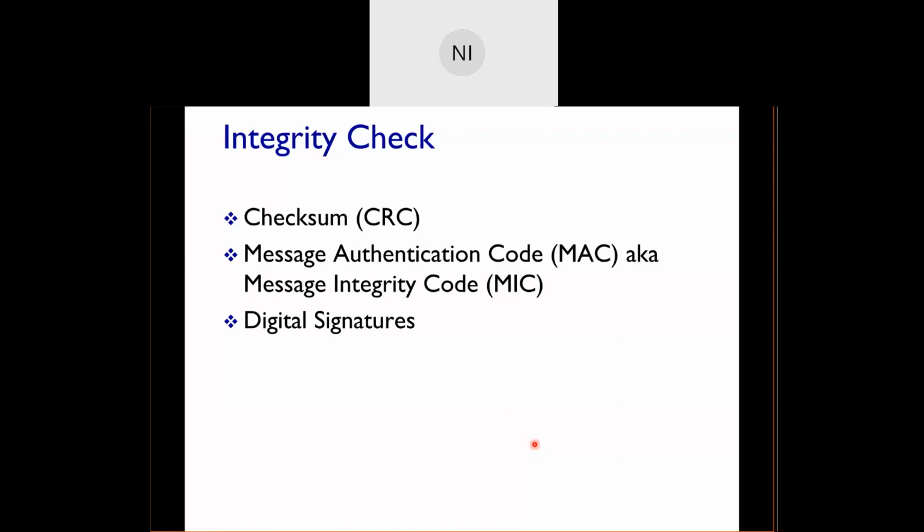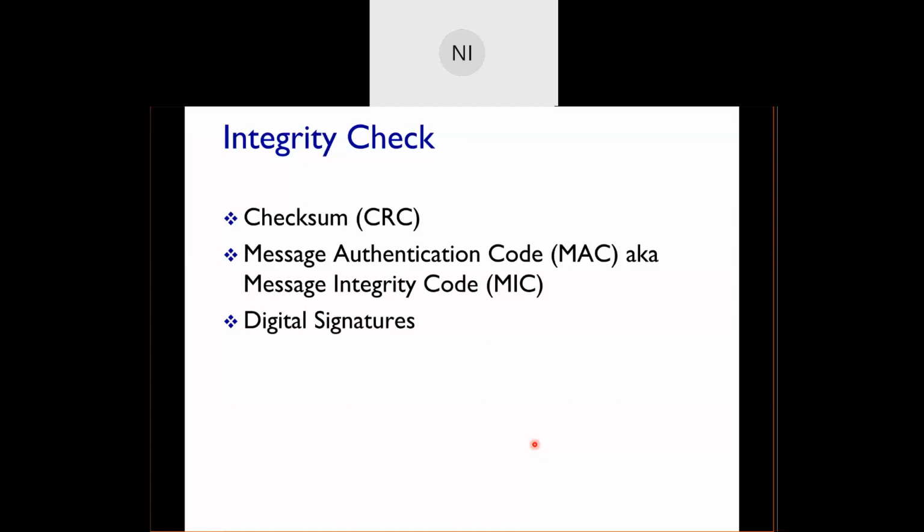There are three broad schemes or techniques that one can use for ensuring data integrity in digital communication systems. The first one is what you might have seen earlier, which is called checksum. The popular checksum schemes are CRC16 or CRC32. I will talk about how one can use checksum and what the disadvantages of using checksum for integrity check are.